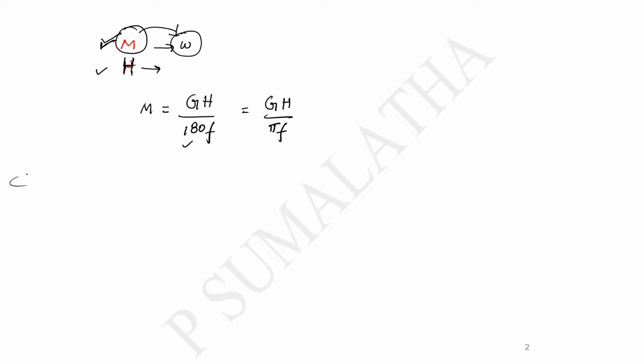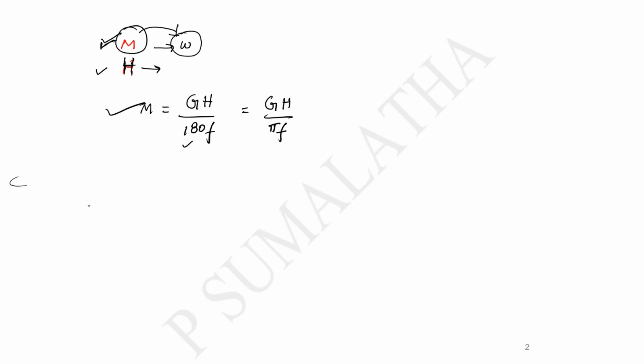But if you come to the M, we will have a term omega in the equation. So because of that, strictly it will not follow the term constant. So there are some chances of varying this M value because of the disturbances. So due to this reason, we have derived an equation between the M and H that we already know: M is equal to GH by 180f if the angle is in degrees, or you can say GH by pi into f. So this is the case where we have a single generator in the system.